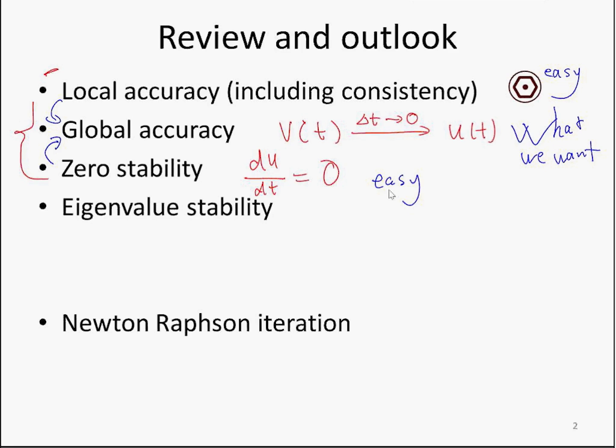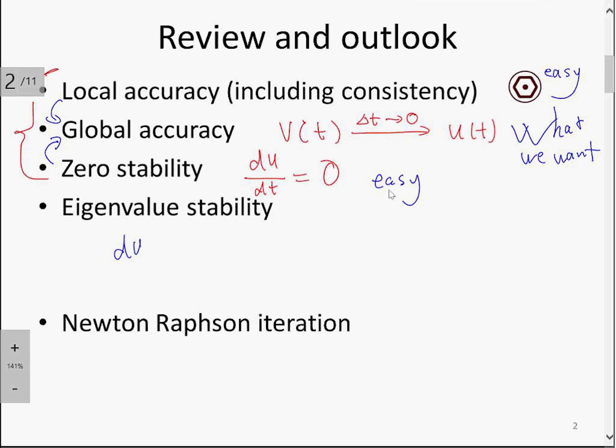For that particular equation, so this varies not just by scheme, but by which differential equation you're solving? Exactly, good question. So zero stability is per scheme, right? A scheme is either zero stable or not. It's independent of the differential equation because it just tells you whether the scheme can solve this trivial differential equation or not. Eigenvalue stability, on the other hand, depends not only on the scheme but also on the equation.